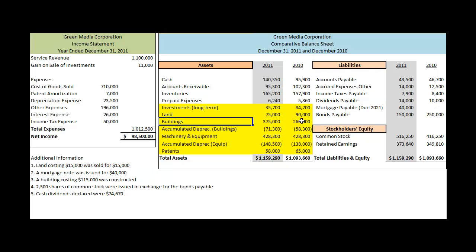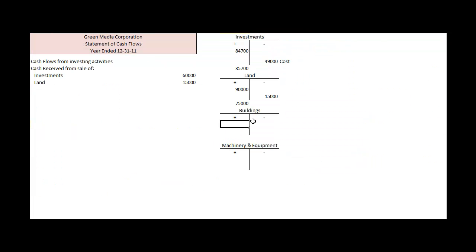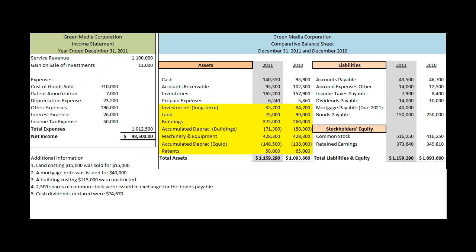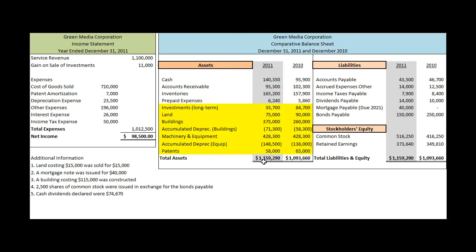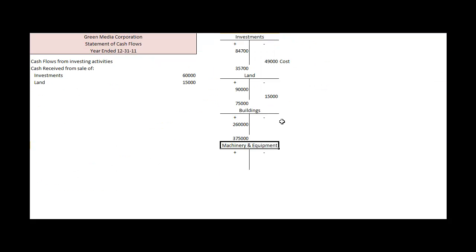Let's look at our building, and now our building also changed. Let's go back and just plug it into the account so we're consistent in how we're analyzing this. We started with $260,000 and we ended with whatever the balance sheet says, which is $375,000. So that tells me that it increased, and so that typically means we purchased something. We increase our building by buying more buildings.